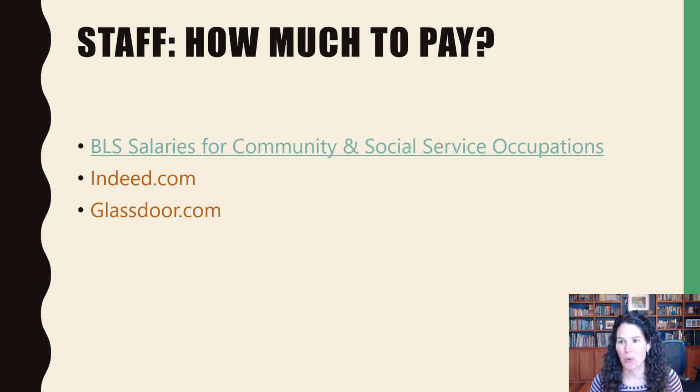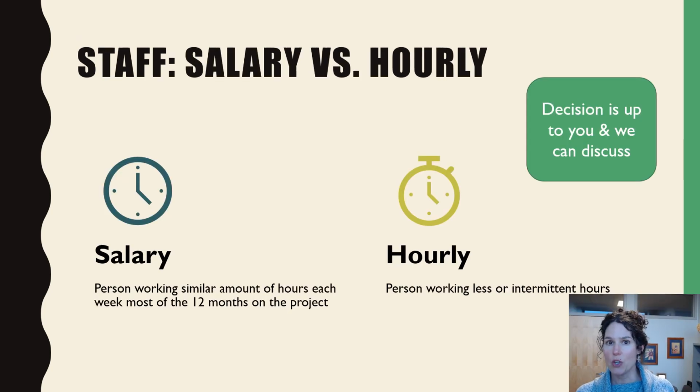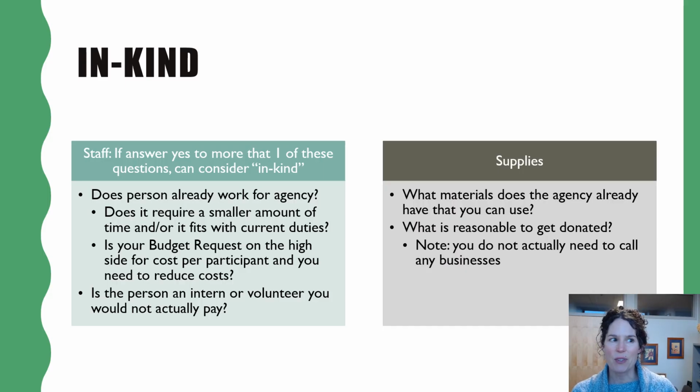Just pay attention to whether the listing you're seeing on those job sites is full-time or part-time, and calculate accordingly. One decision you're going to be making, and I can help with this, is whether your staff is going to be paid salary versus hourly. If they are working a similar amount of hours per week, most of the 12 months of the project timeline, then you can say they're going to be salary. But if they're working less or intermittent hours, like maybe they're just there to deliver the program, but they're not working to get the program developed, launched, and evaluated afterwards, then maybe it makes sense to have them paid hourly.